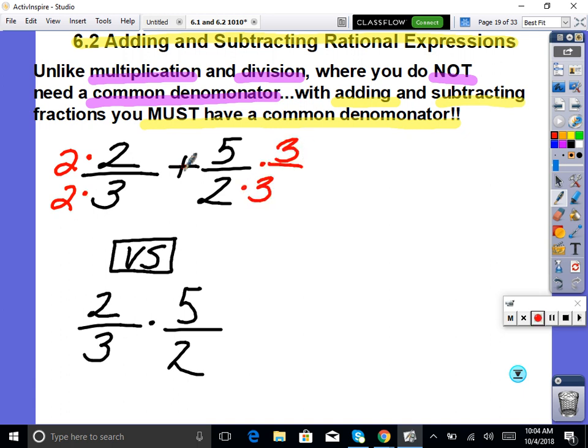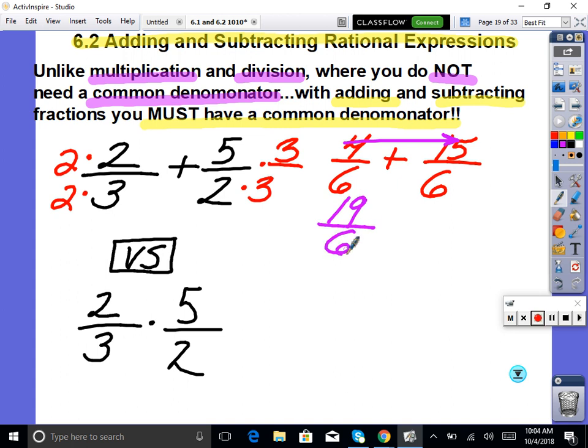The reason I'm doing that is because I'm adding and you need a common denominator. So your next step is to multiply out your numerator. So we have 4 over 6 plus, and then we multiply out our numerator, 15 over 6. Then guess what you do? You add the numerator only. So 4 plus 15 is 19, and that's all over the common denominator of 6. Then what we would do is factor and simplify. Everybody good with that? Okay.